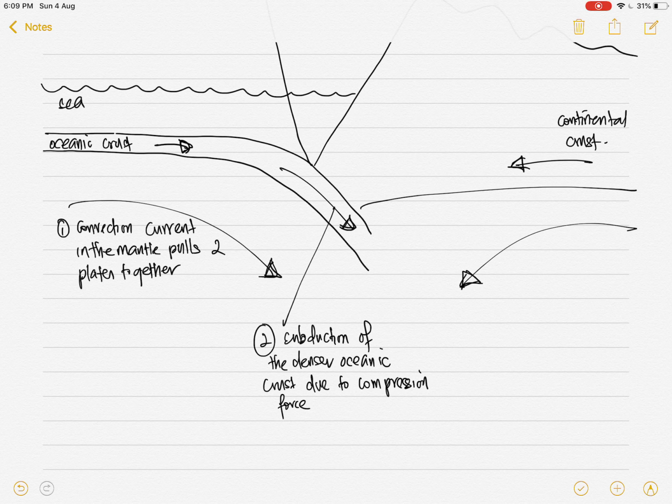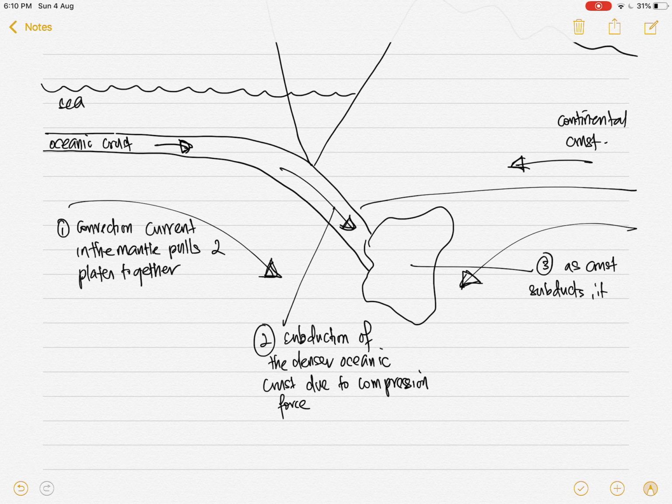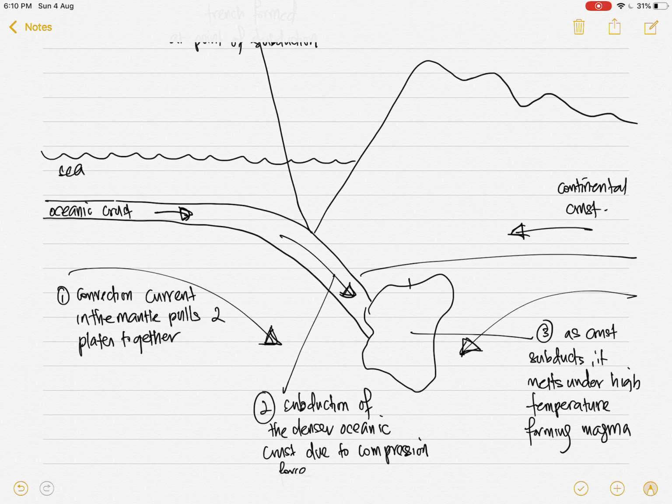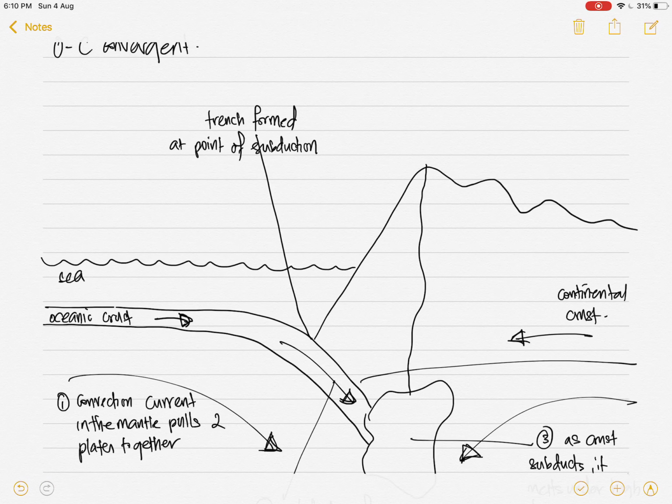Now, as a result of this subduction, there will be the formation of magma. Step 3, as crust subducts, it melts under high temperature and pressure in the mantle, forming magma. It's still magma, it hasn't become lava yet because it hasn't reached the Earth's surface. Now this one will move up. This process is the one that results in the formation of a volcano.